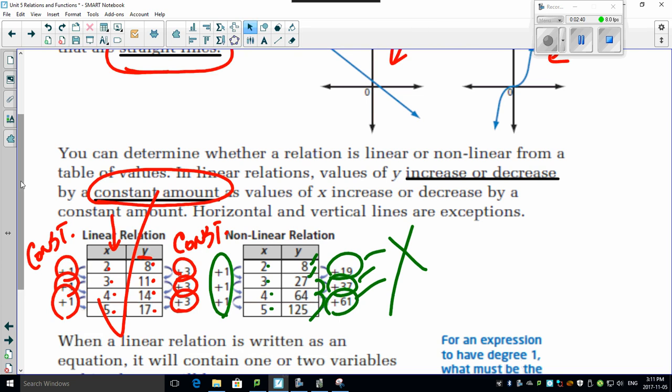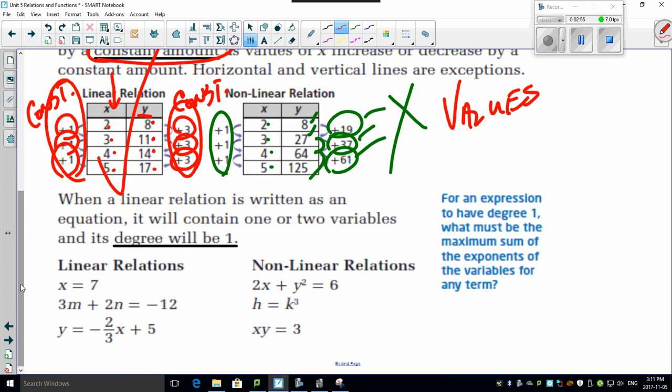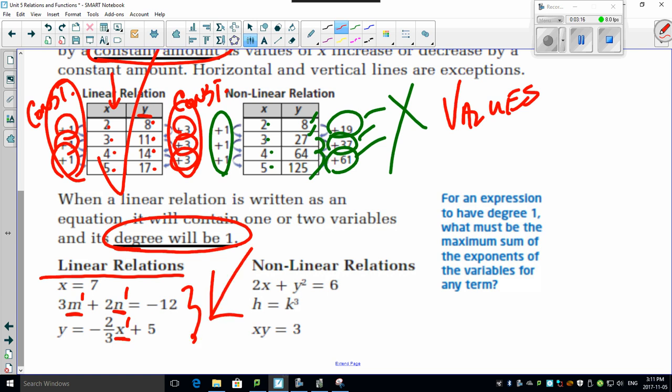Also, the next way you can tell, okay? So you can tell this graphically. This is a graph, which is a straight line. You can tell it by a set of values, which is constant, constant, constant, constant, right? But here's the last way to determine it. Linear relationships always have a degree of 1. So what do I mean by this? Look, that's to the exponent of 1. That's to the exponent of 1. That's to the exponent of 1. Every one of these will be some kind of line relationship.